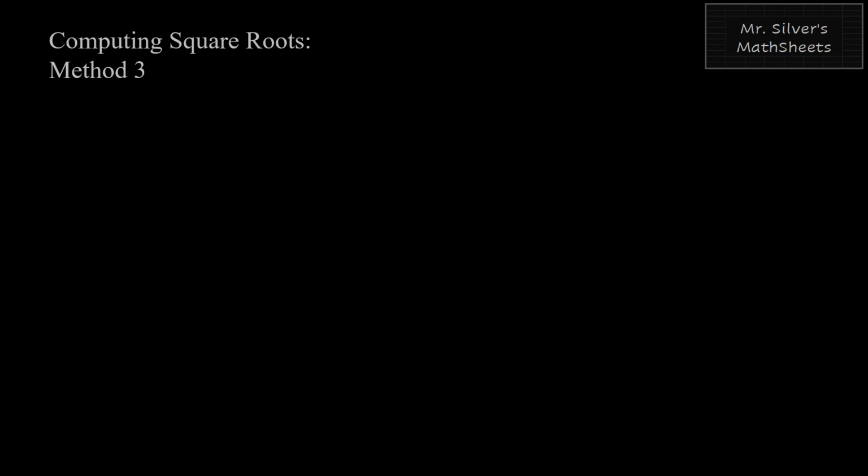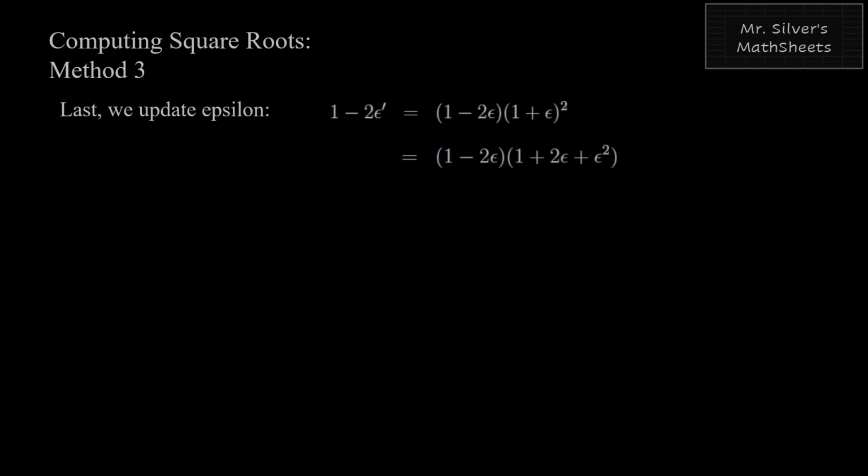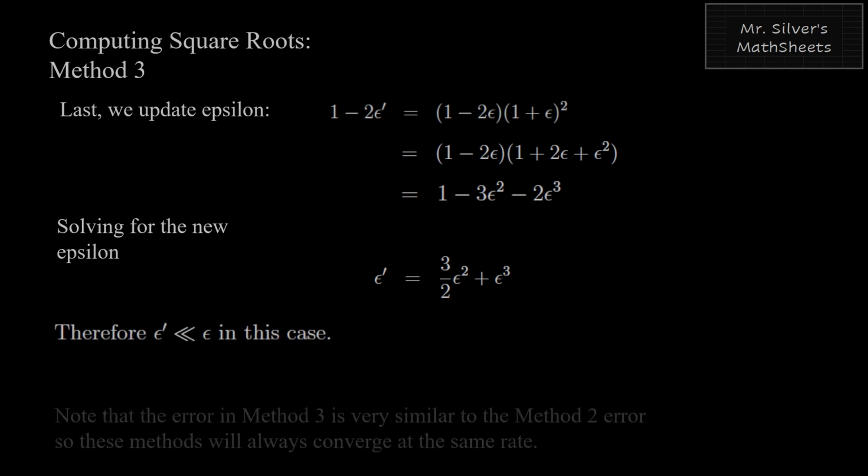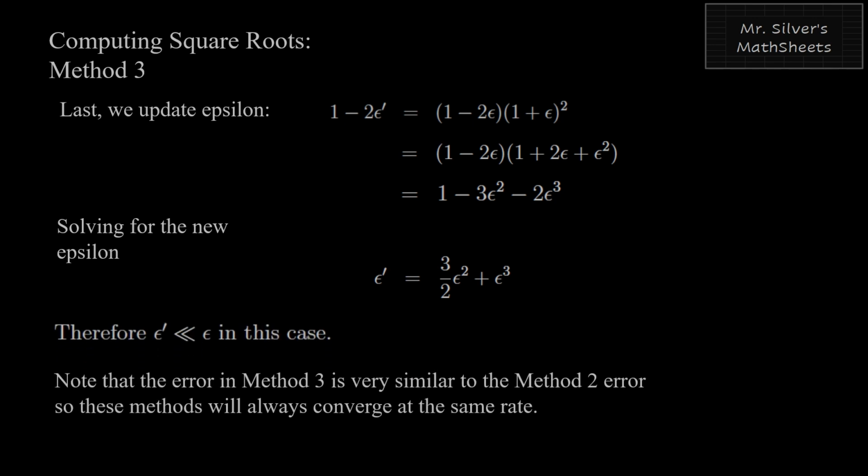Now let's look at the epsilon terms. We multiply the terms out, combine, and we see that epsilon prime is equal to 3/2 epsilon squared. It turns out that the errors are extremely similar to method 2, converges at the same rate. Let's go to the spreadsheet and see how to use method 3.